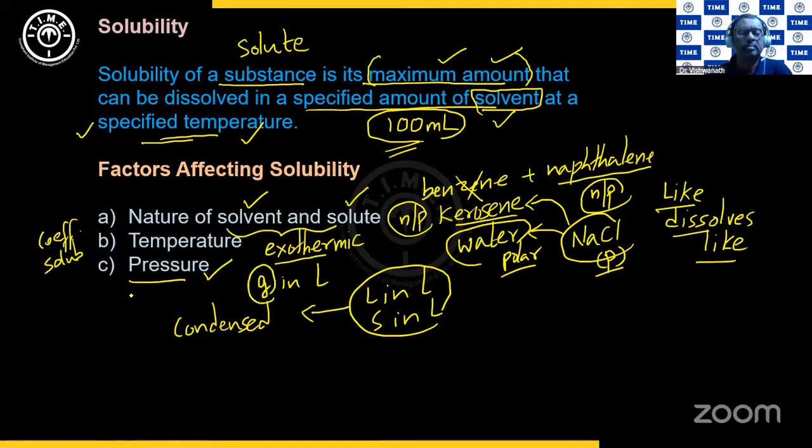By applying pressure, a gas can be condensed, whereas a liquid or a solid are already condensed. Therefore, they will not have much effect of pressure on their solubility. So pressure's effect is mostly on a gas in liquid. The solubility of a gas in liquid is affected by pressure, not liquid in liquid, not solid in liquid. I hope this is clear.